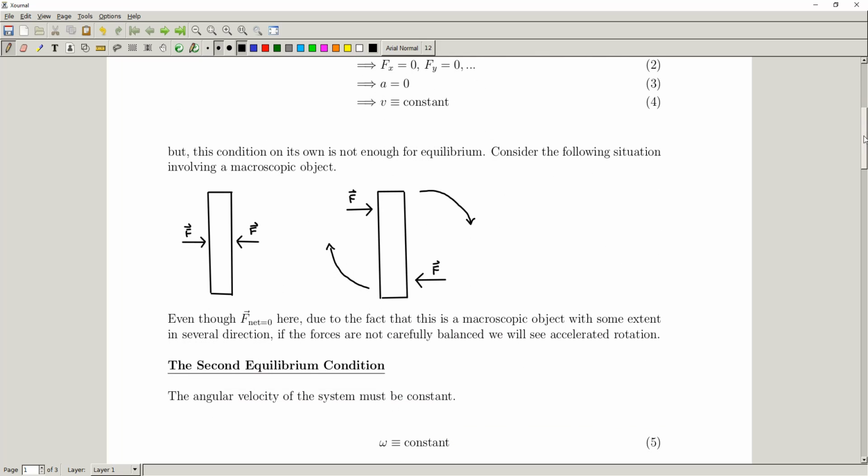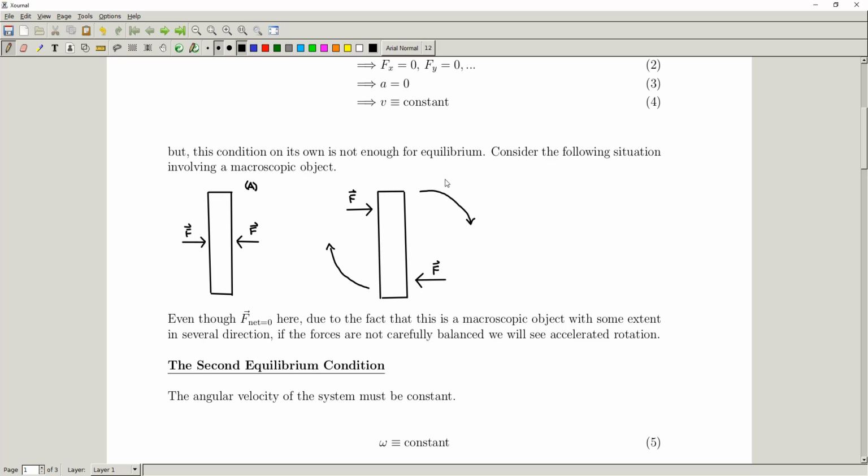We can see here that we have a macroscopic object, so it's not a point-like object. It's an object that has some size in some dimension, right? It has some width, some height, some thickness, whatever. We can see here in the first case, in this case A, that we're applying forces in such a way that they would perfectly counterbalance, right? So this object would be in equilibrium.